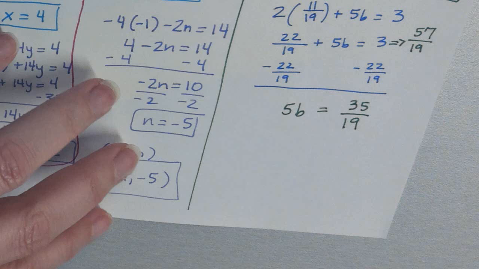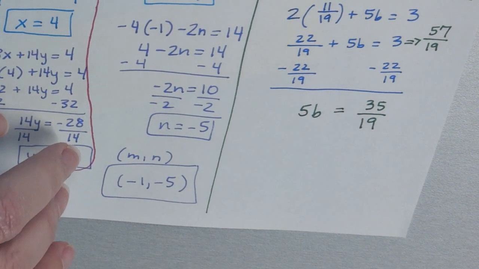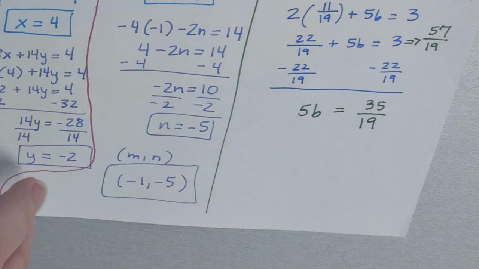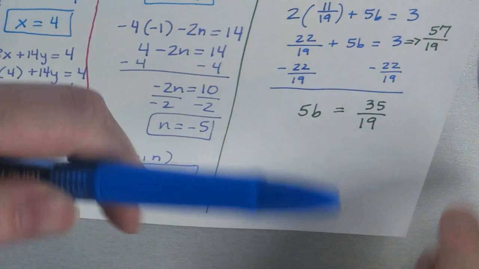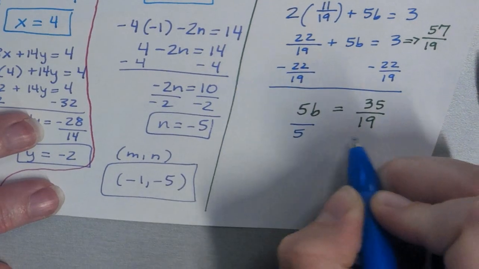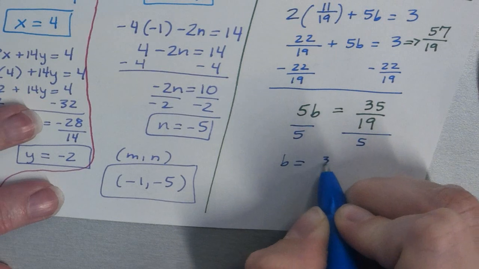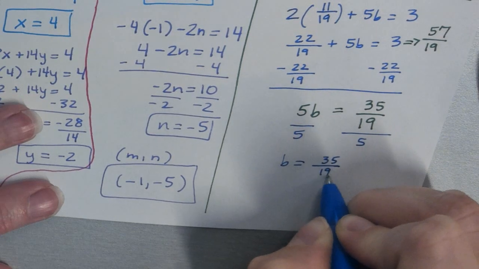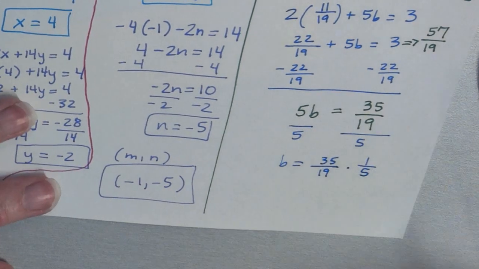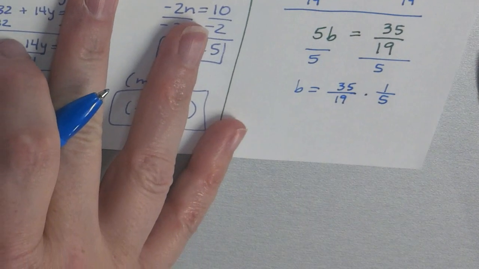Oh no, now I have to divide. When you're dividing by a whole number with a fraction, that's the same thing as multiplying by what? Dividing by 5 is the same thing as multiplying by 1 over 5. So multiplying by 1 over 5. Okay, and yes, you can absolutely use your calculator to do that.